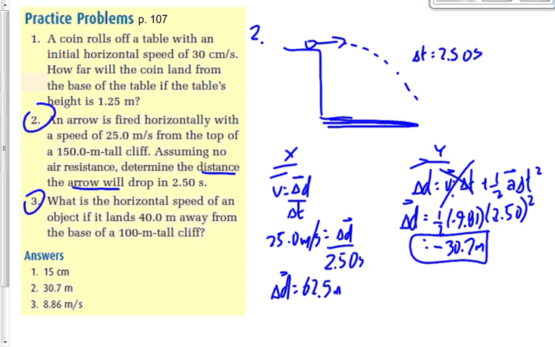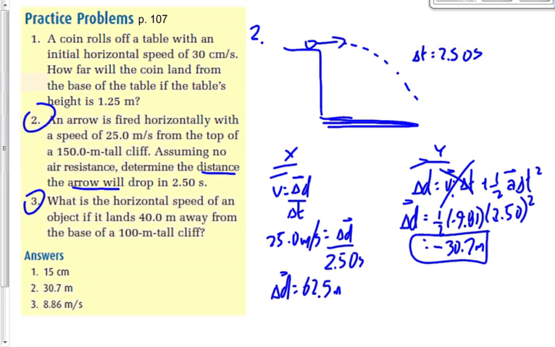Who got that? So it didn't fall 150 meters at all. It fell 30.7 meters. Why did I get negative in there? Because, yeah, the negative means it fell, Luis? Yes. So it's down, right. It's a downward displacement. It fell downward.